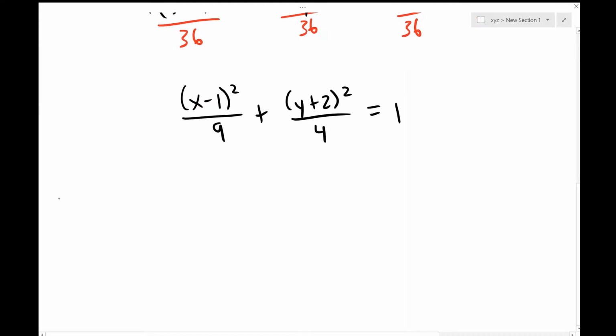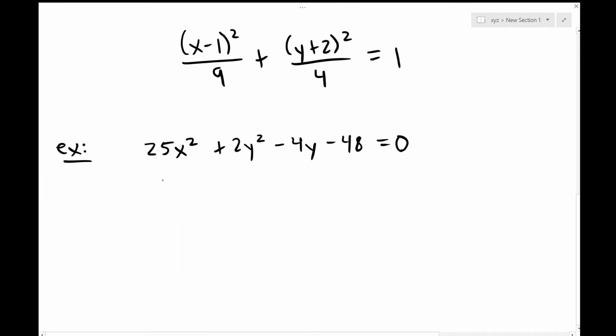So we'll try one more example of this sort of thing. So let's do the same process for the equation 25x squared plus 2y squared minus 4y minus 48 is equal to 0.